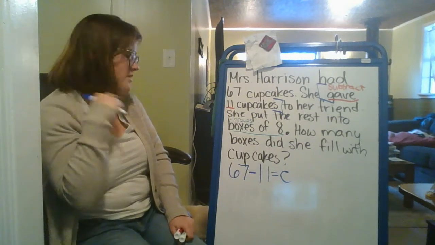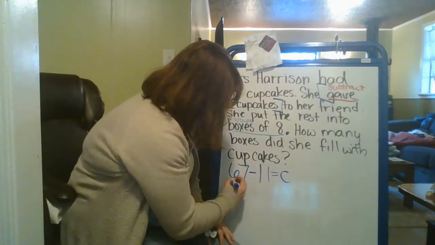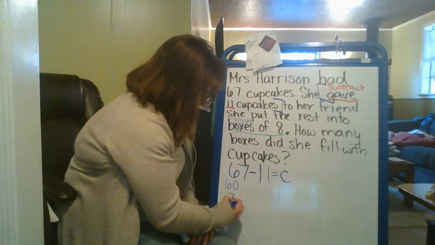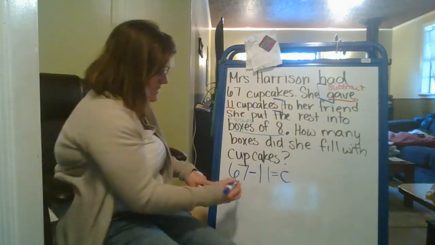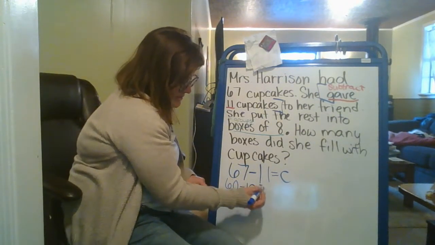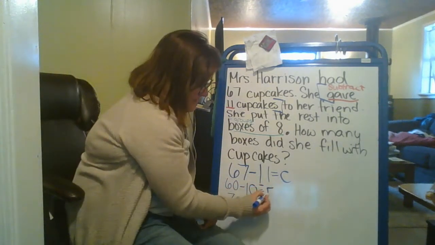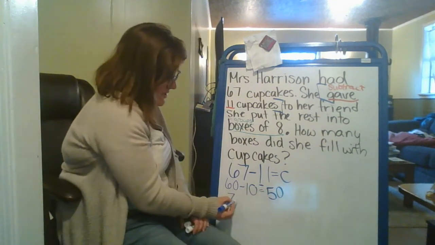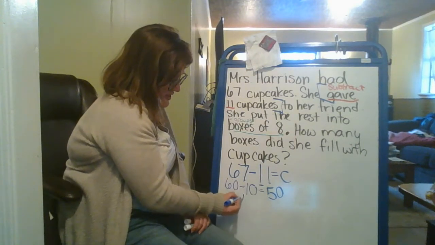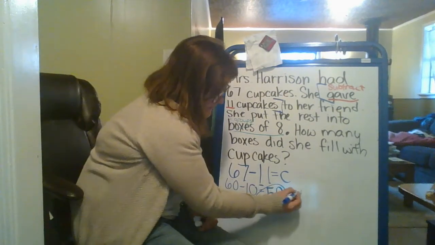Okay, this looks like one that I can use a break apart strategy pretty easily. So here's what I'm going to do. I'm going to break apart this into 60 and 7. Okay, 60 minus 10 is what? You have it? 50. Nice work. 7, we subtract the 1. 7 minus 1 equals 6. And this is my answer, right? 56.